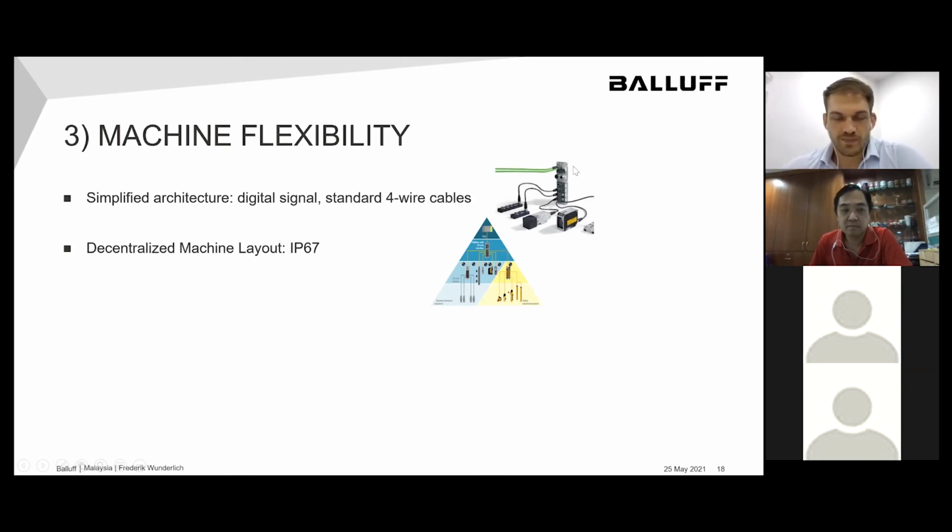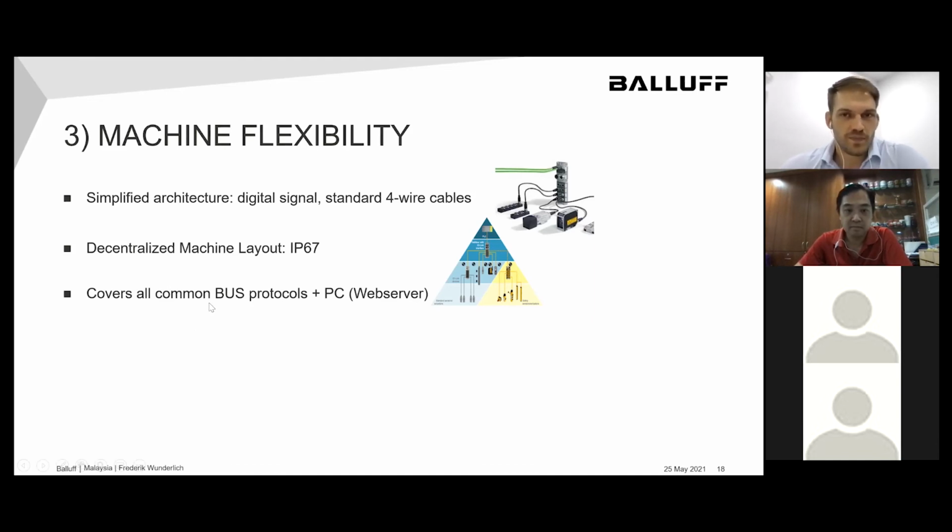All the sensors, including the master itself and the hubs, are IP67, means you can place them outside of the machine cabinet. So it gives you much more flexibility of designing your machine. You don't have to wire everything back to the cabinet, but you can just place it anywhere where it's convenient for you and where you can save some wiring and cable effort.